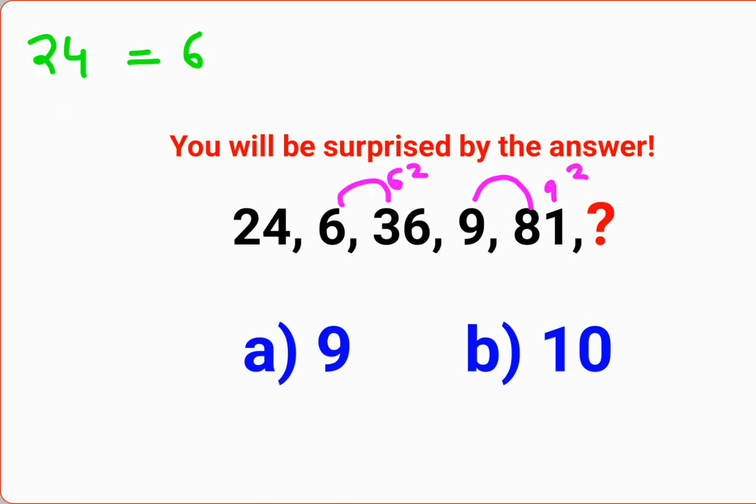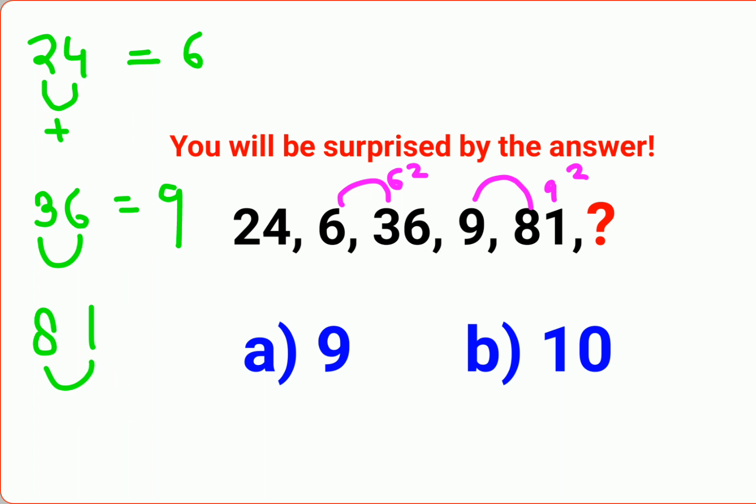So you will see when you add 2 plus 4, you get 6. Similarly, 36, when you add 3 plus 6, you get the answer as 9. Then we have 81, when you add 8 plus 1, you get the answer as 9. That is why the answer for this one will be 9. I hope this is very clear to everyone.